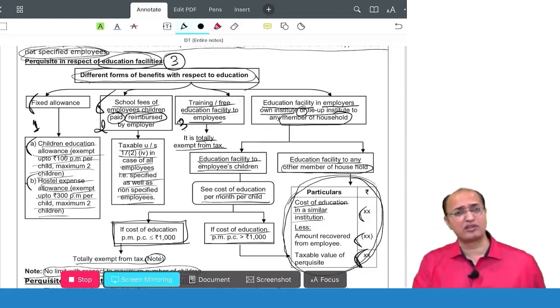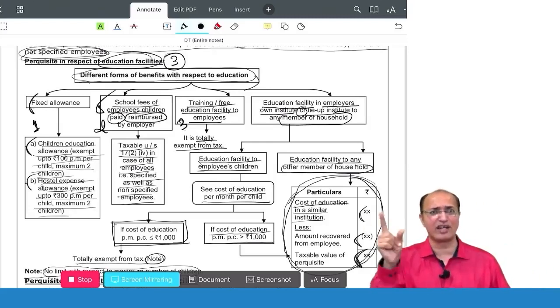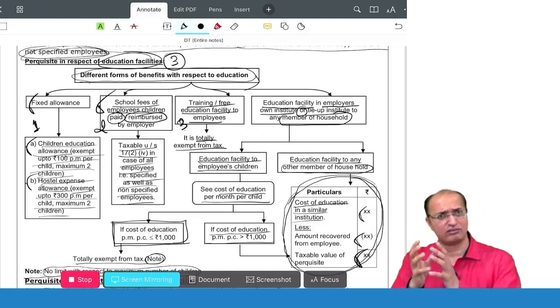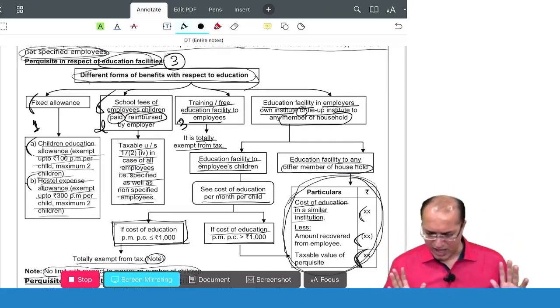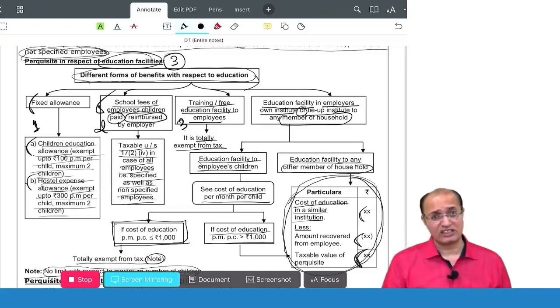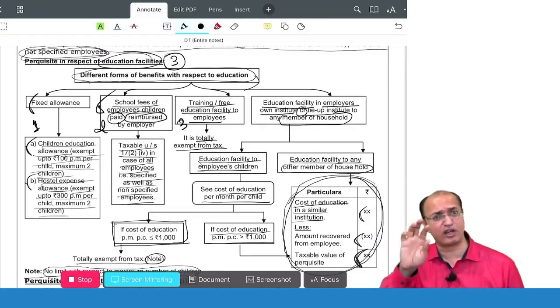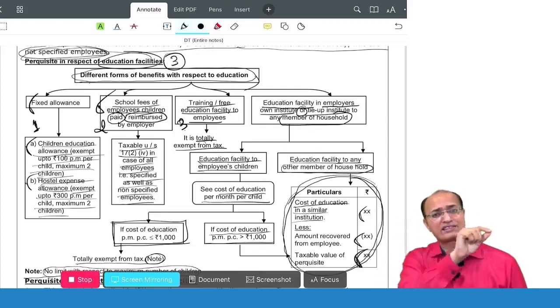Here, if the cost of education per month per child is more than 1000, then you are not required to deduct 1000 rupees per month as exemption. In other words, the moment the cost exceeds 1000 rupees per month per child, the entire cost will become taxable. You will not get 1000 rupees as exemption. Are you understanding? The point which I explained right now, this 1000 is not a blanket exemption. If the cost incurred by the employer is more than 1000, in that case 1000 will not be given as exemption. It is not like a standard deduction.